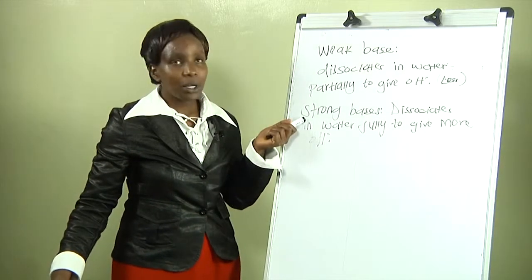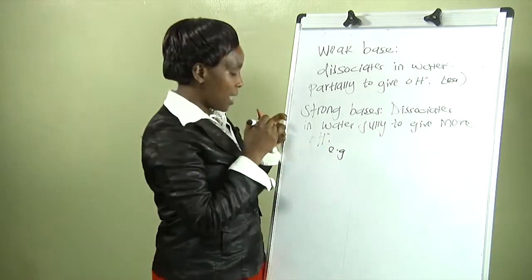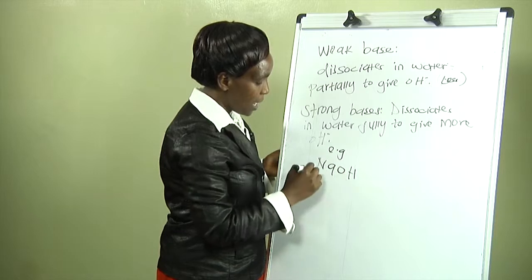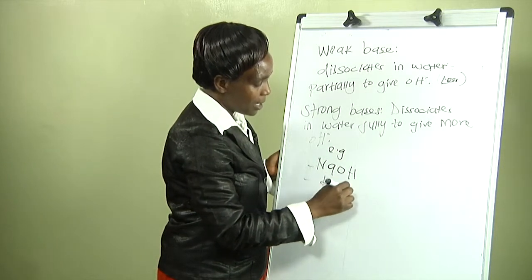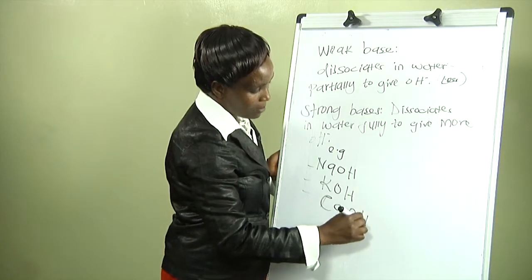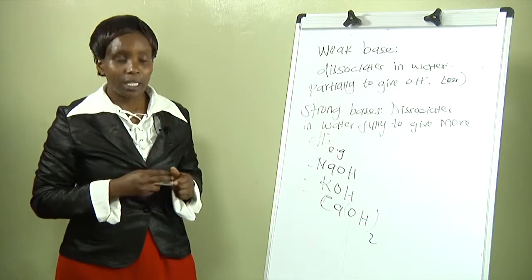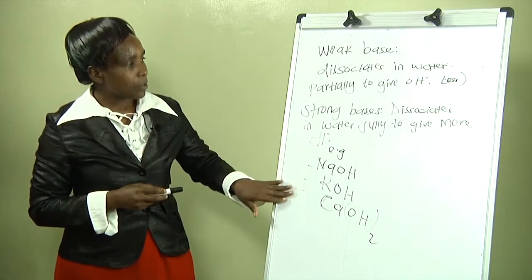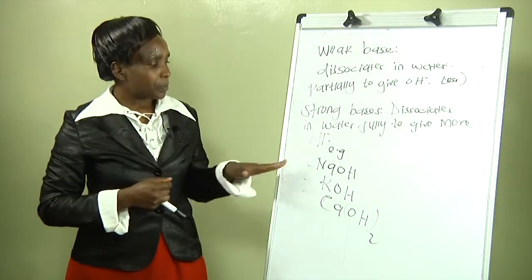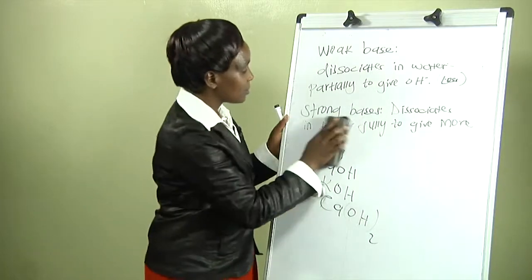Now, examples of strong bases: we can have sodium hydroxide, potassium hydroxide, and calcium hydroxide. Remember the valency, therefore calcium hydroxide will have OH in bracket 2. These are examples of strong bases, and we want to see how this dissociation takes place.